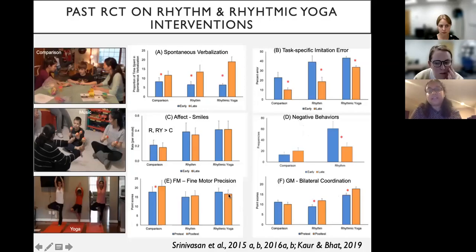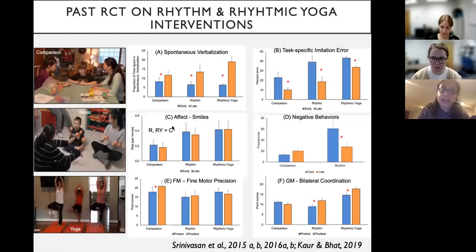So what we see is there is improvement in verbalization even in these movement contexts that is either equal or more than what you see in the comparison context. In terms of imitation errors, for the tasks that they practiced, they all showed improvement in imitation performance or fewer errors, erroneous components within certain complex movements that were task specific.